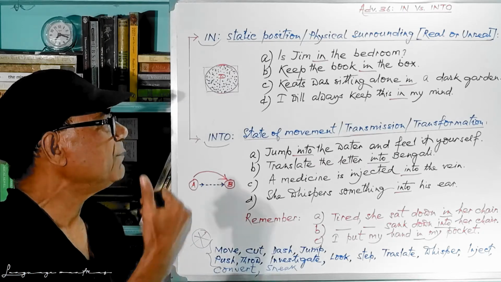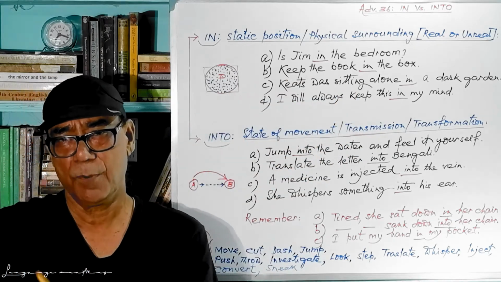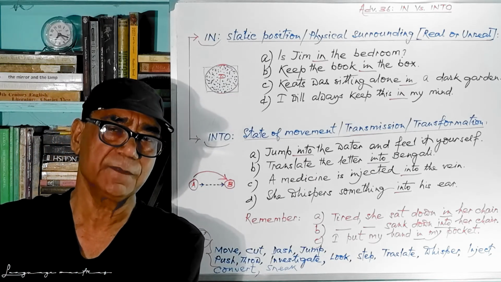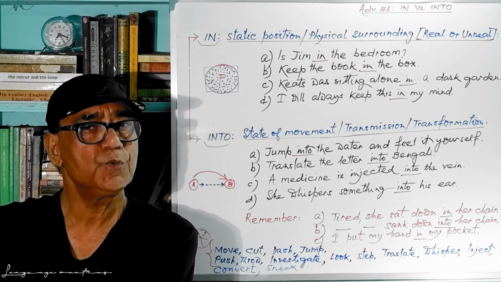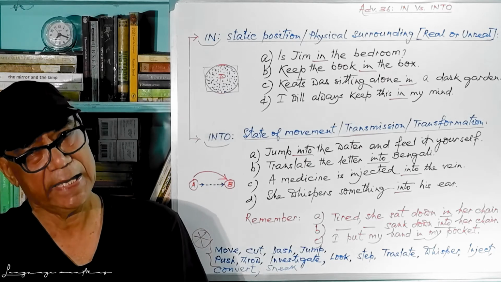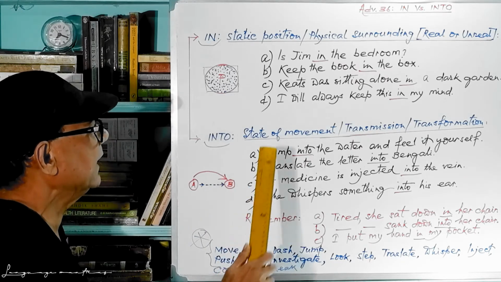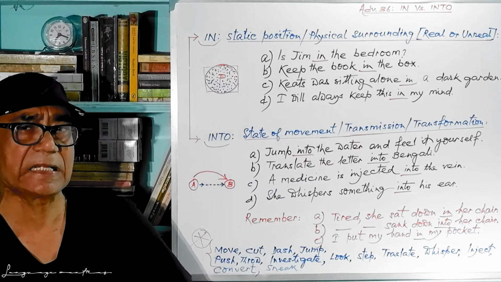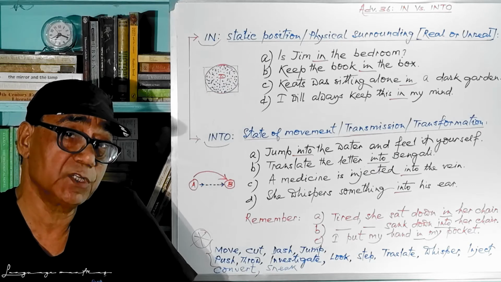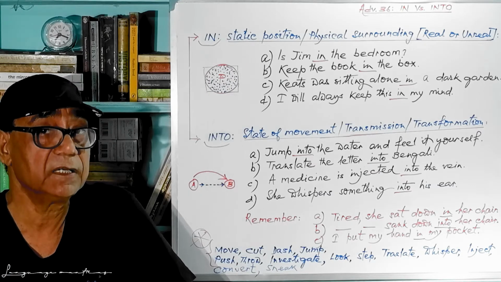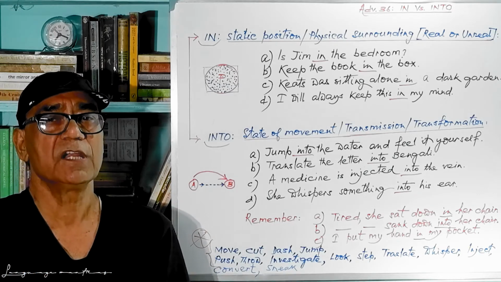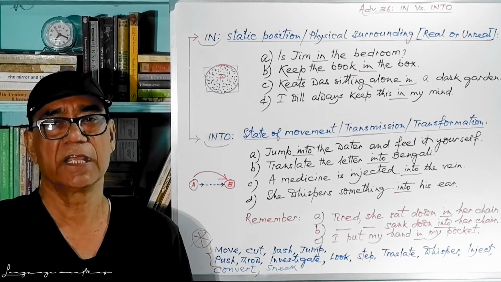Second sentence, keep the book in the box. That box becomes a particular surrounding where I suggest somebody put the book. So keep the book in the box is appropriate. Number 3, Keats was sitting alone in a dark garden. Where was Keats? He was sitting alone in a particular surrounding, a dark garden. So this is an appropriate location for using the preposition in.